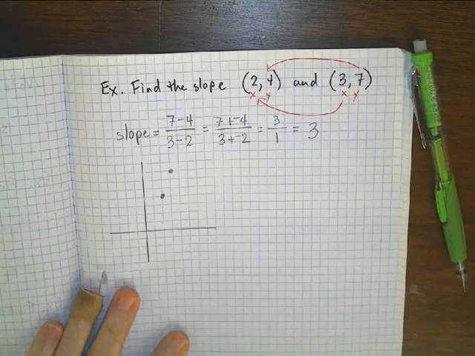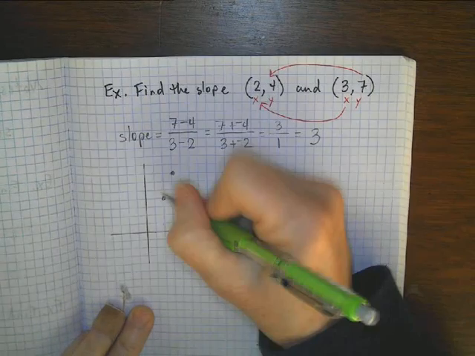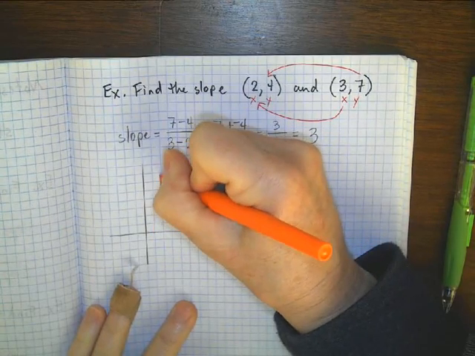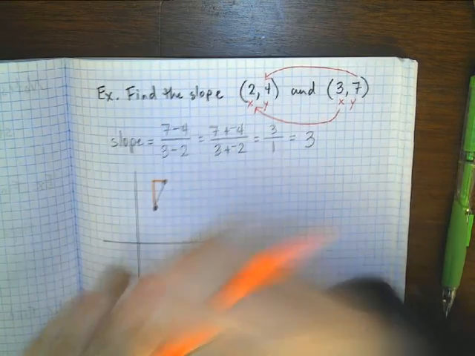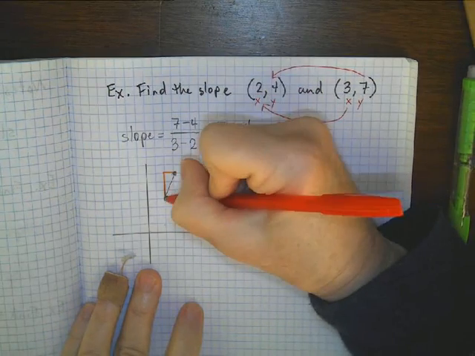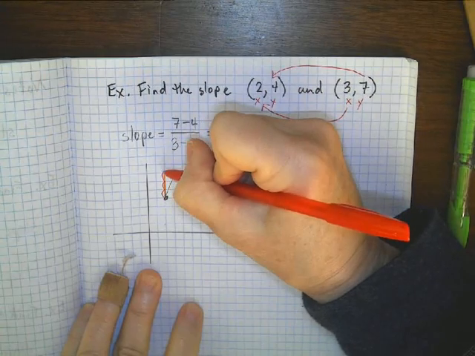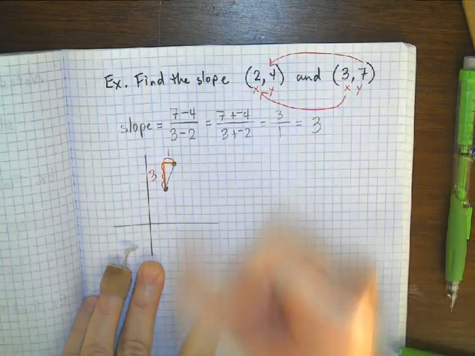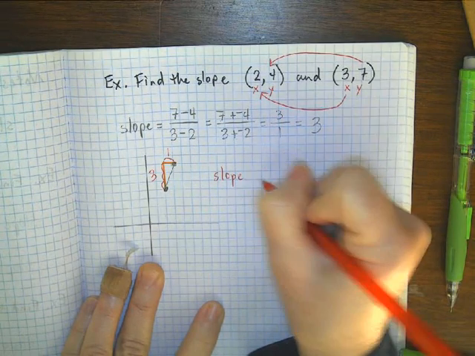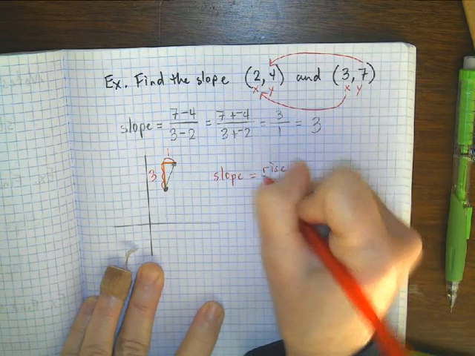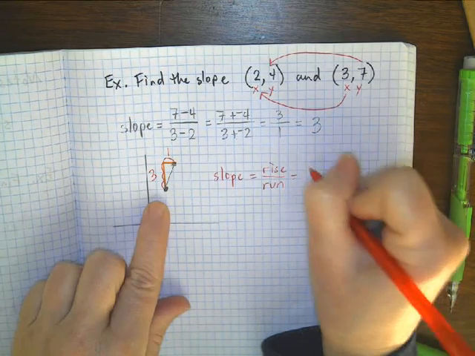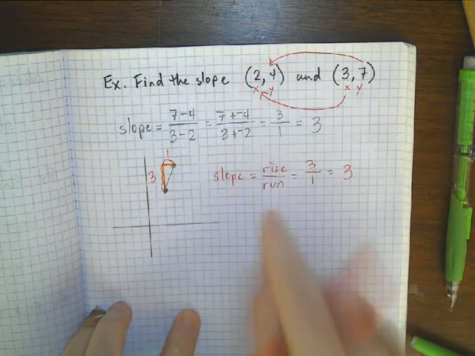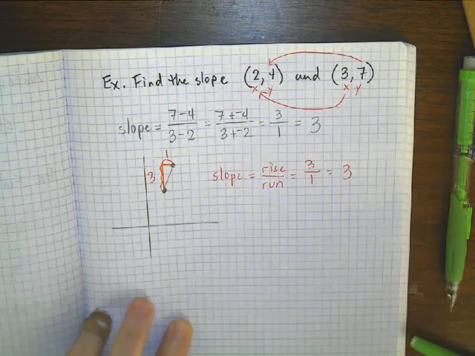So now if I make my slope triangle, oops, let's connect them first. Now I'll make my slope triangle. I'm going to rise, and I'm going to run. So what was my rise? Count the spaces, 1, 2, 3. And my run is 1. So my slope is rise over run. So my rise is 3, my run is 1, which is equal to 3. I get the same answer. So we have two ways to find the slope.